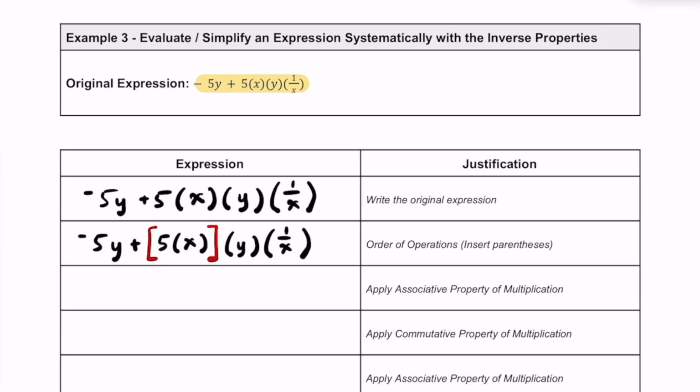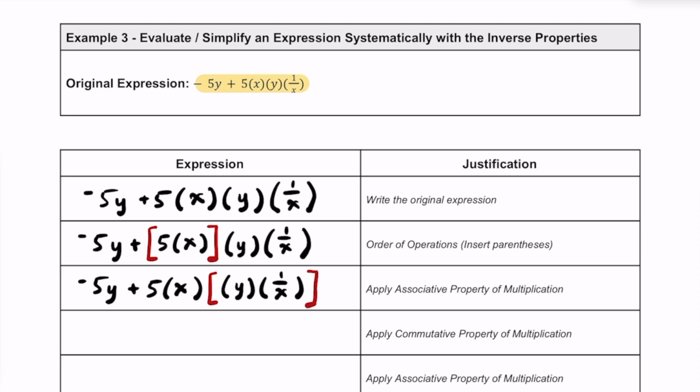So I'm going to say this is going to be negative 5y plus, and so we have 5 multiplied by x, but then I'm going to go ahead and move the brackets. So it's going to be this y being multiplied by 1 over x. And now these two are going to be in the brackets here.